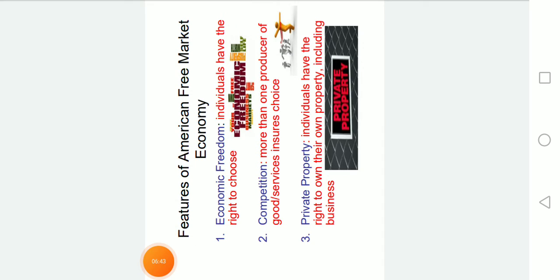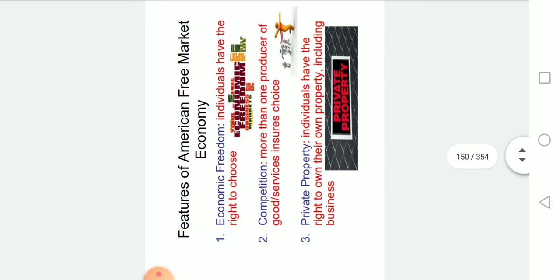Let's study together the features of the American free market economy. I have here some features. Economic freedom: individuals have the right to choose. Competition: more than one producer of goods and services ensures choice. So if you have more than one producer, this ensures that you as a consumer can choose between them. Private property: individuals have the right to own their own property, including business.